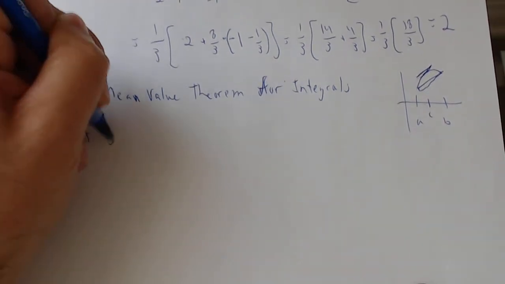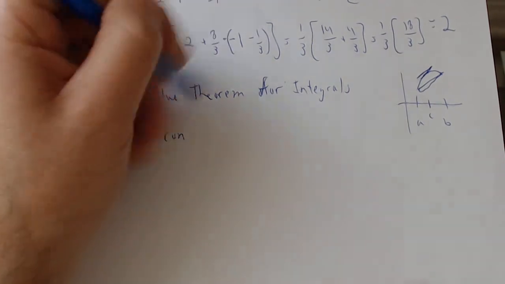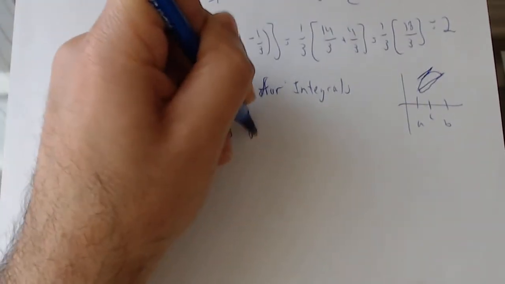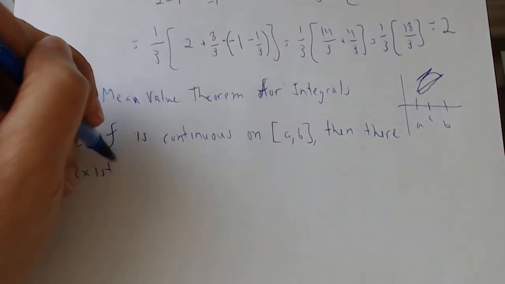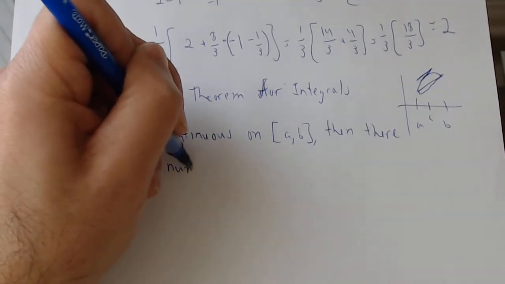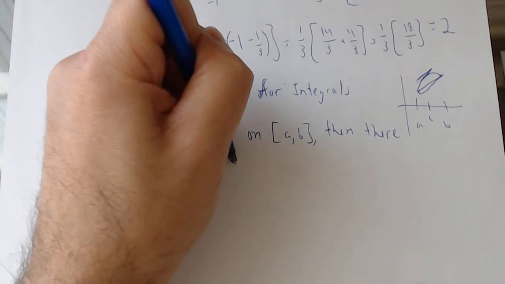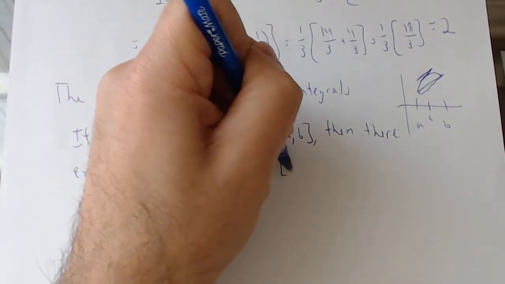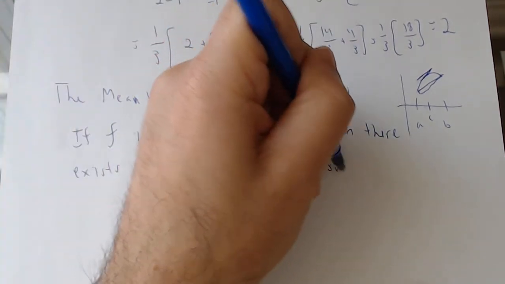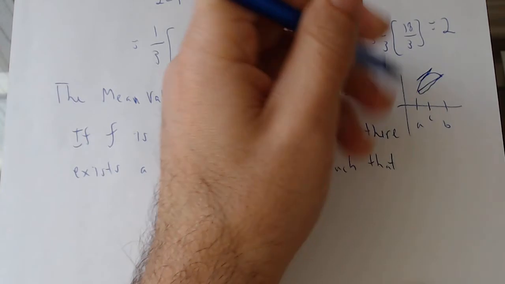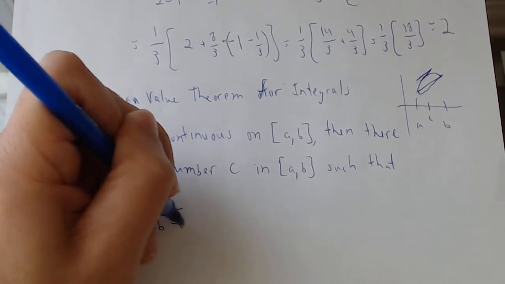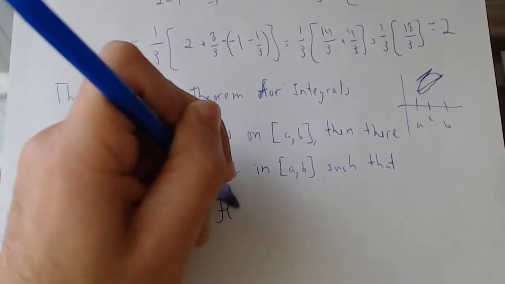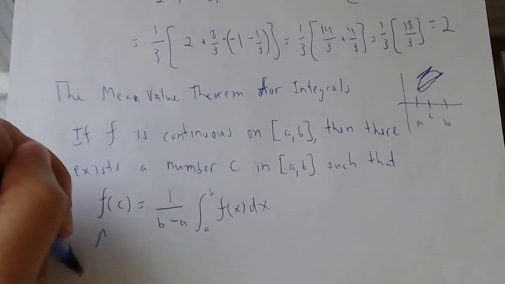So we would say, if f is continuous on the closed interval from a to b, then there exists a number c in the interval from a to b, and it's a closed interval, such that f of c equals 1 over b minus a times the integral from a to b of f of x dx, which, by the way, is just literally your f average.